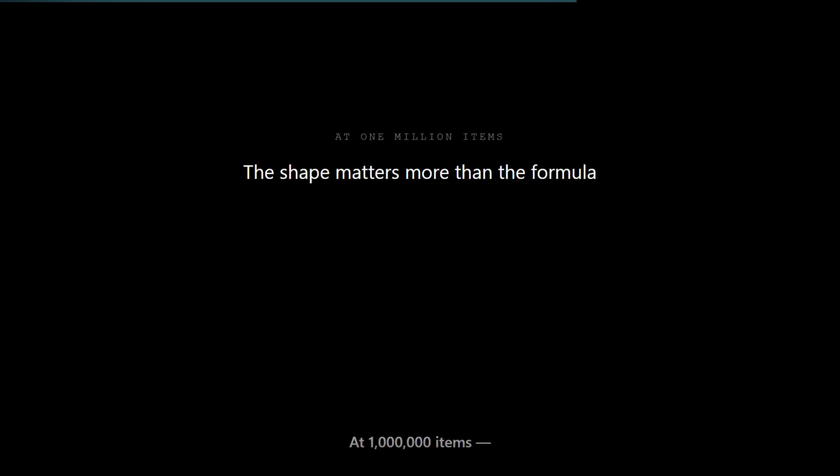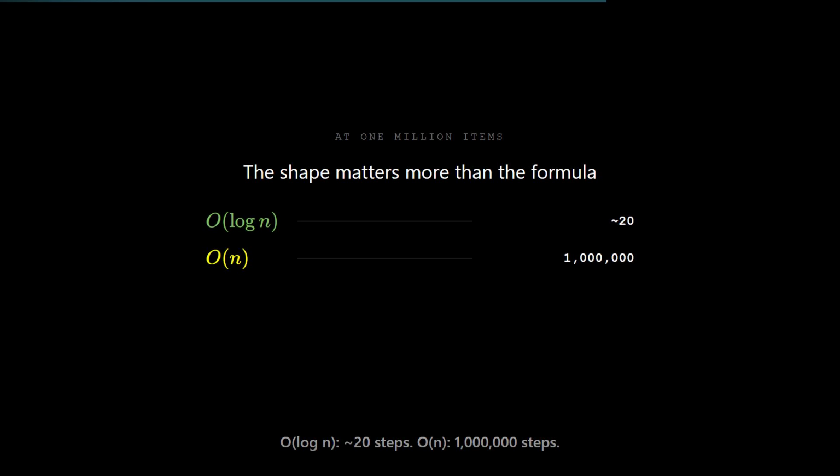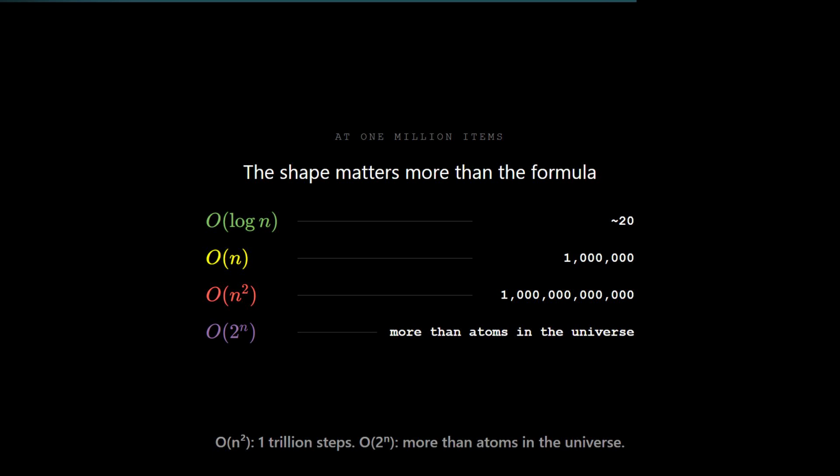Here's why the shape matters more than the formula. At 1,000,000 items, logarithmic takes about 20 steps, linear takes 1,000,000. Quadratic takes 1,000,000,000. Exponential, more steps than atoms in the universe.